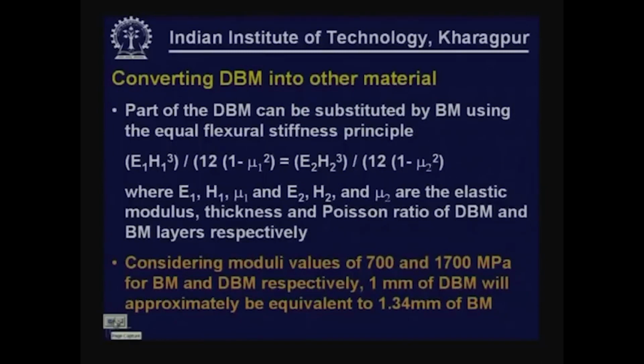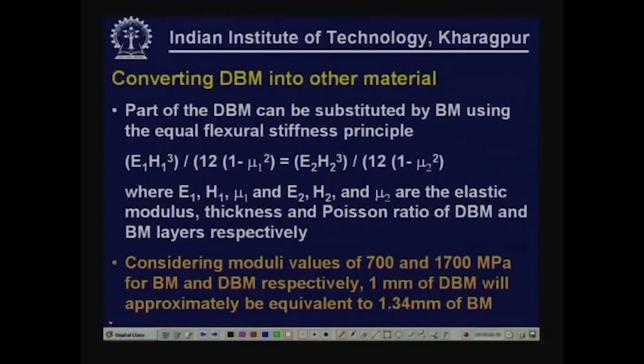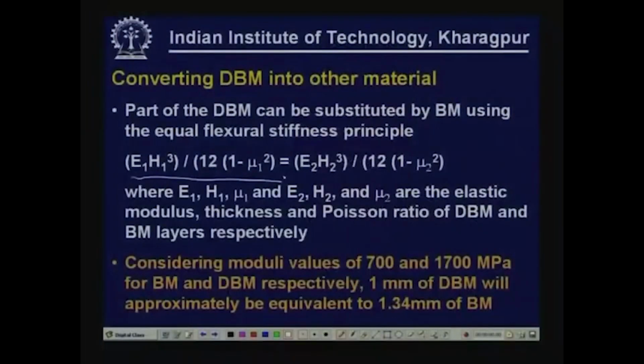The equal flexural stiffness principle is given as E1 H1 cube divided by 12 into 1 minus mu square. Basically we are trying to equate E H cube by 12 into 1 minus mu square of the two materials. So if you know the thickness H1, the corresponding thickness H2 can be obtained provided we know E1, E2, mu1 and mu2.